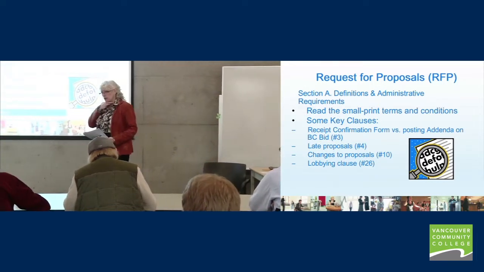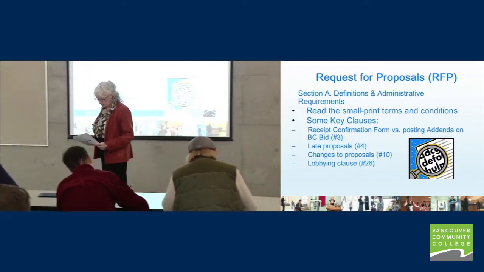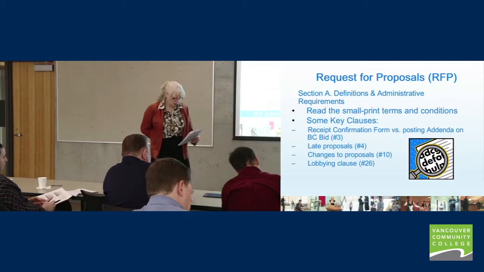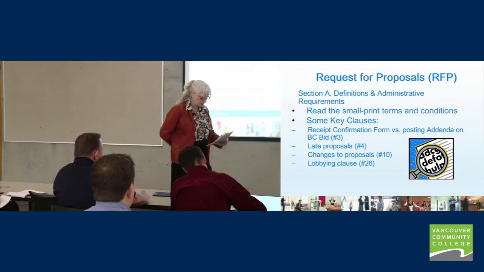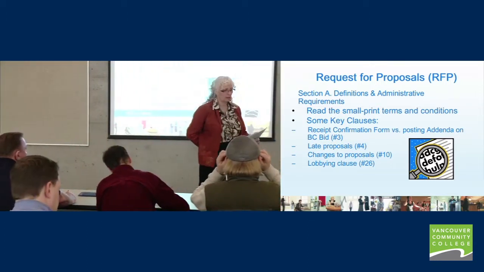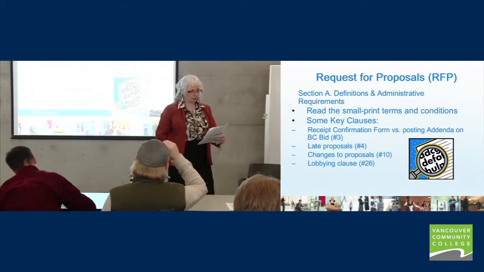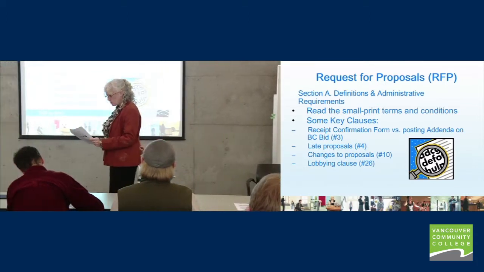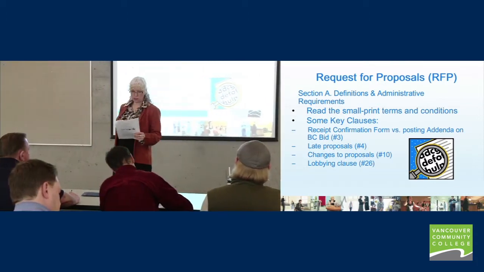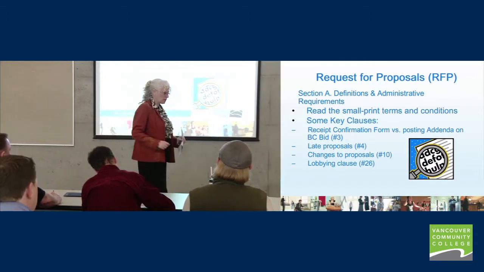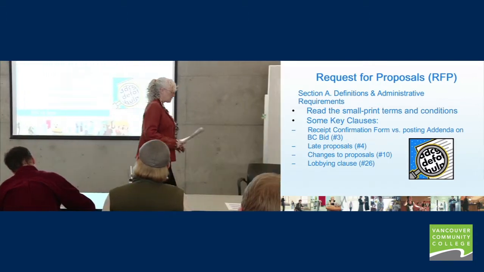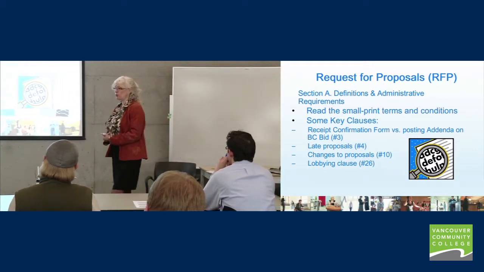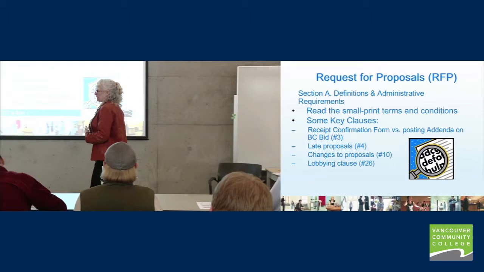Then there's the lobbying clause in the standard RFP. And the lobbying clause says, proponents must not attempt to communicate directly or indirectly with any employee, contractor, or representative of VCC, including the evaluation committee, or with members of the public or the media about the project described in this request for proposals, or otherwise in respect of the request for proposals other than as expressly directed or permitted by VCC. That's the language that's in the no lobbying clause. You agree to it when you submit a proposal. But let's be clear on what it means.